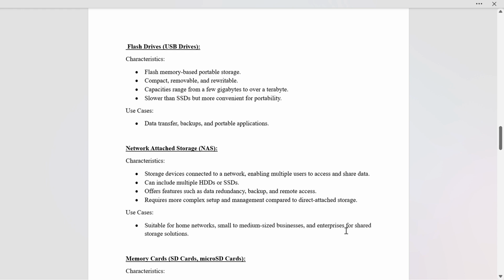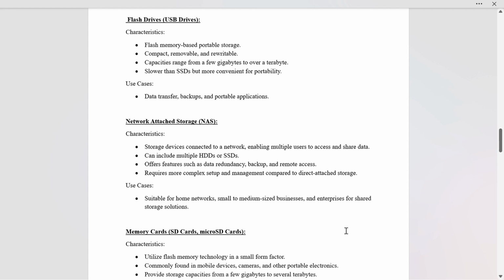Network attached storage, NAS, is a storage device connected to a network, enabling multiple users to access and share data. Can include multiple HDDs or SSDs. Offers features such as data redundancy, backup, and remote access. Requires more complex setup and management compared to direct attached storage.